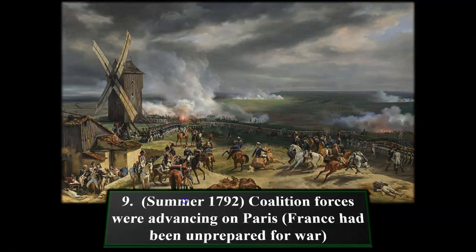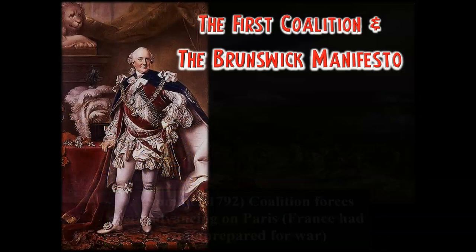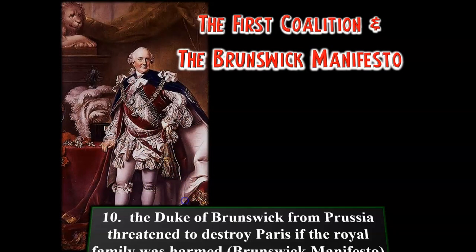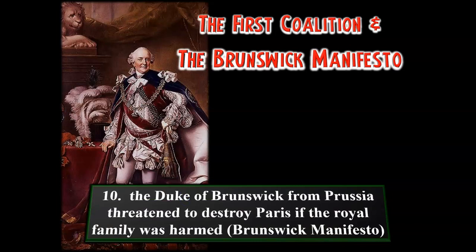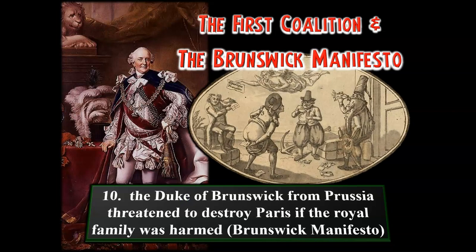The coalition forces in the summer of 1792 advance on Paris. France wasn't quite prepared for the war. Still busy trying to figure out how they were going to govern themselves. The Duke of Brunswick threatens to destroy Paris if the royal family was harmed. He issues that declaration in the Brunswick Manifesto. The Duke gets the authority to do this because he is the commander of the Allied army.